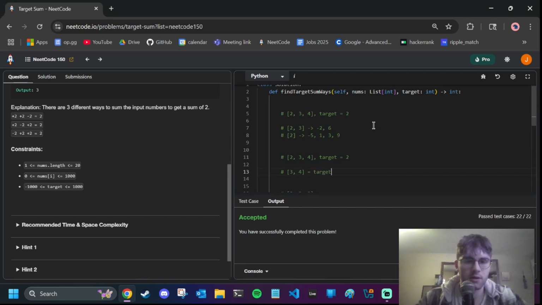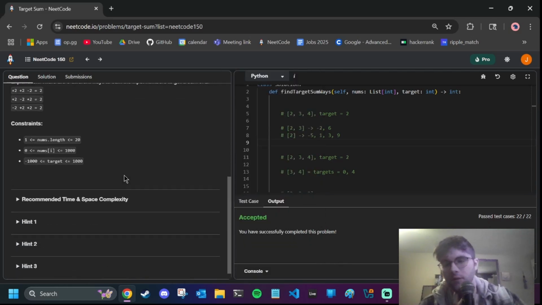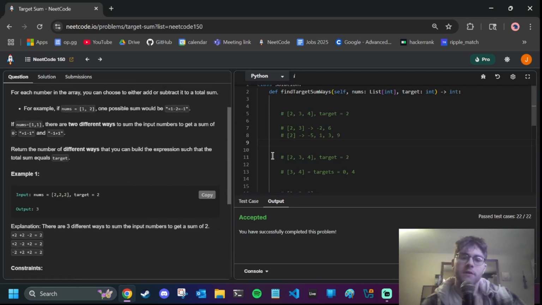So now the targets are 0 and 4, right? Because if this can get to 0, then you could just add 2 to it. And if this could get to 4, you could subtract 2. And the order doesn't really matter because it's addition. Yeah, the order does not matter. That's also something to keep in mind. You could process it in any way.